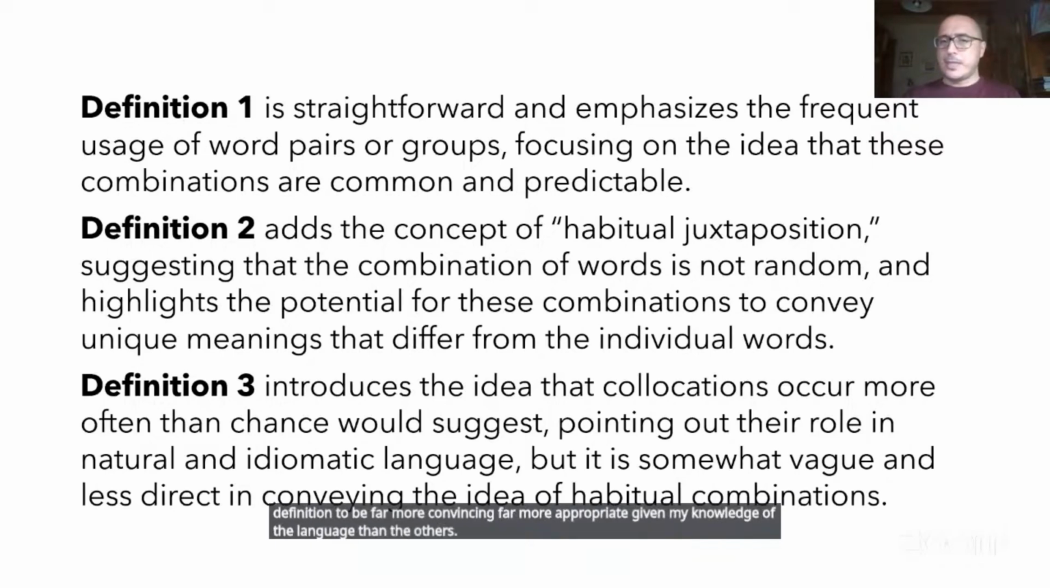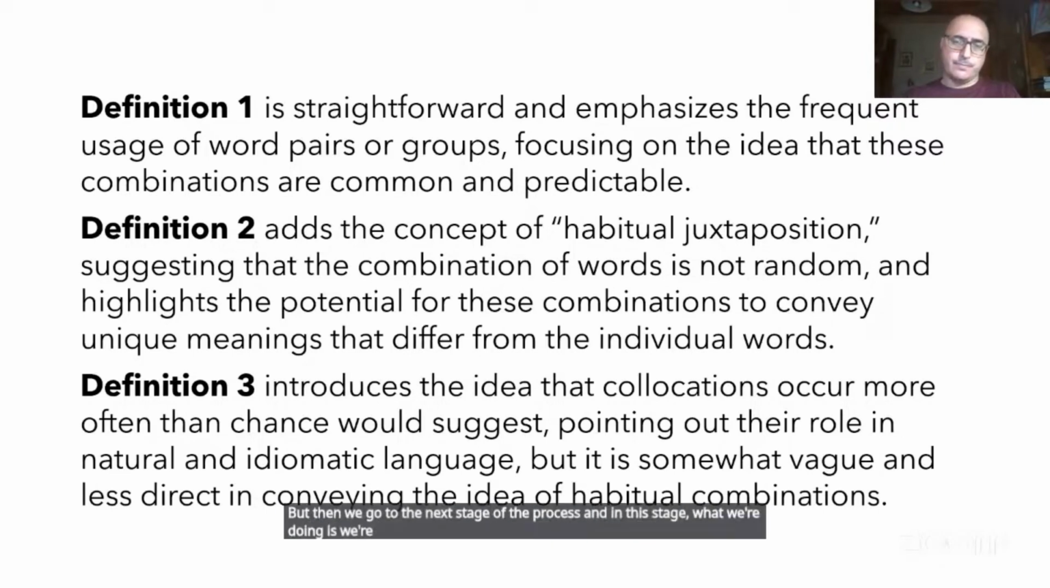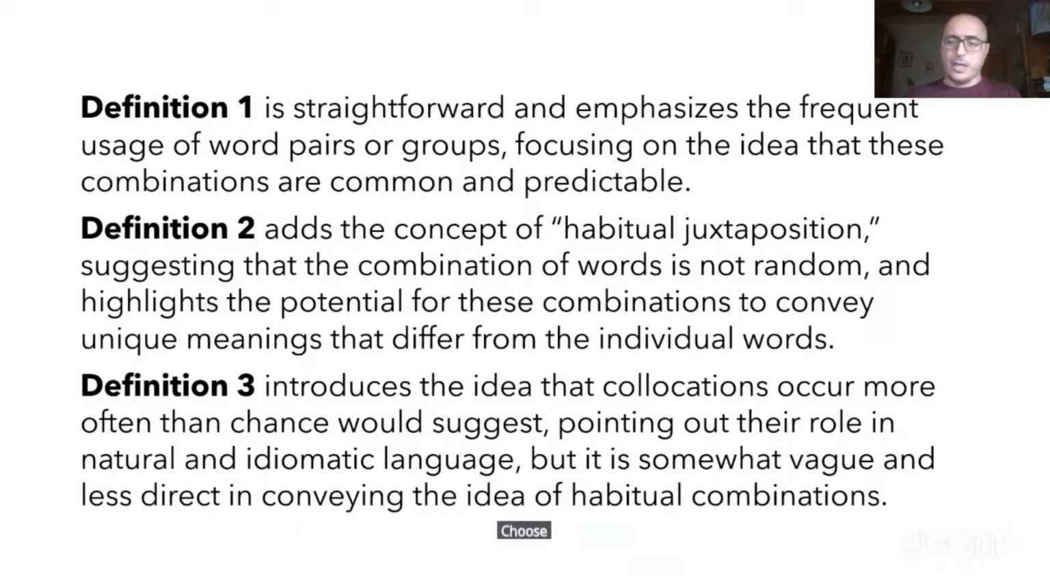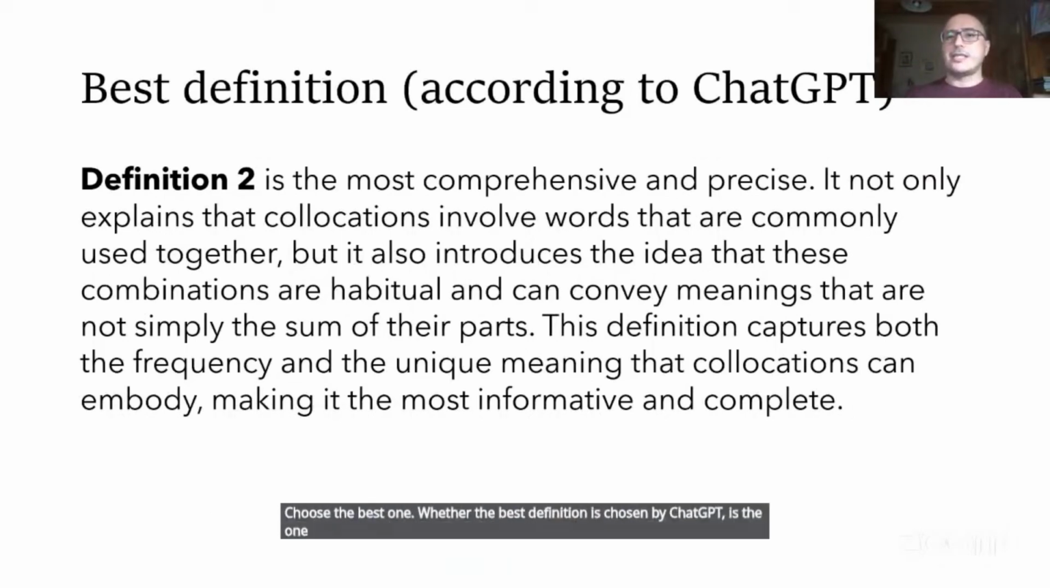But then we go to the next stage of the process. And in this stage, what we're doing is we're asking the technology to choose. So it generated 3 definitions, it generated 3 explanations, and now we're asking it to actually choose the best one. Whether the best definition chosen by ChatGPT is the one we chose is up for question.